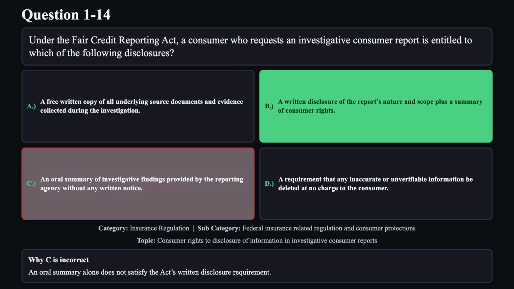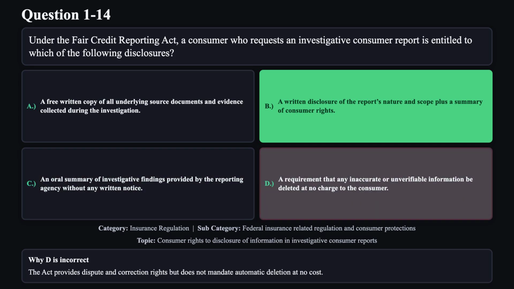Reason C is not correct. An oral summary alone does not satisfy the Act's written disclosure requirement. Reason D is not correct. The Act provides dispute and correction rights but does not mandate automatic deletion at no cost.